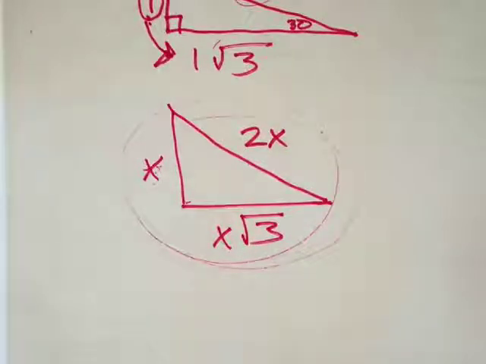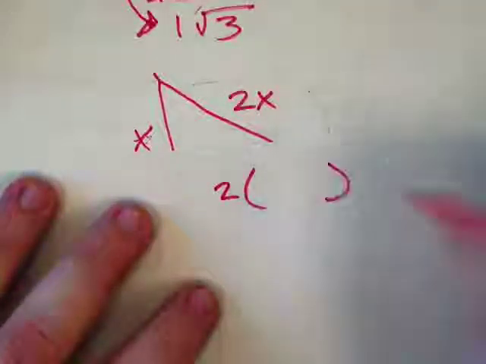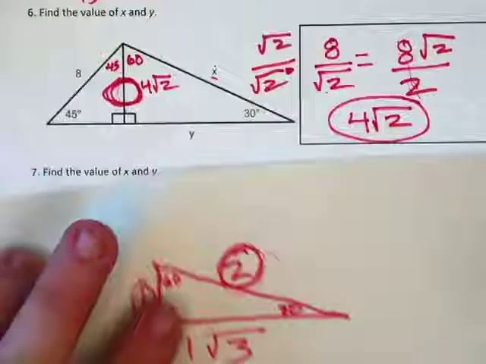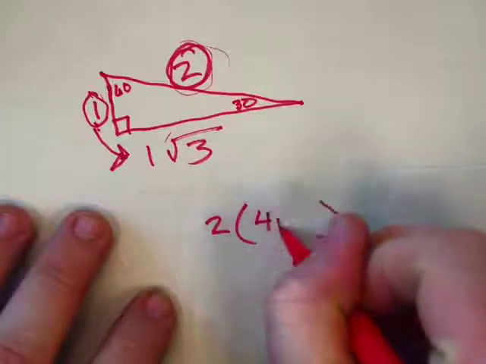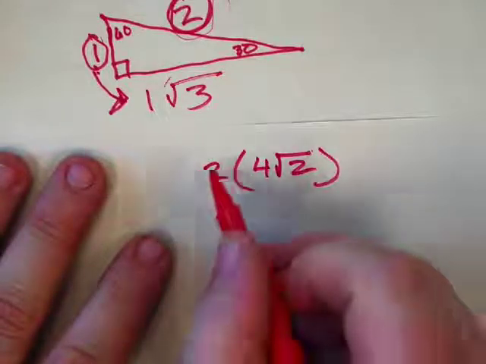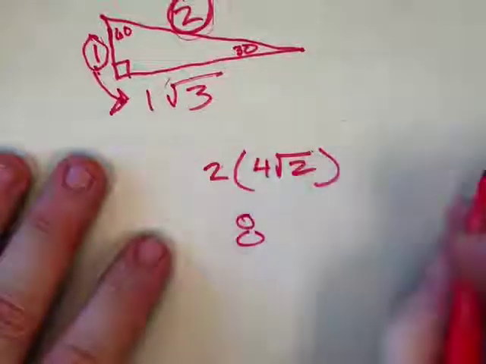Well, that's a whole lot of help. That's like math, all kinds of crazy right there. So let's stop and think about it. We're taking 2 times a number, 2x. So just put it in parentheses. 2 times a number. What is that number? That number is 4 times the square root of 2. Okay? Awesome. Now what's 2 times 4? It's 8.